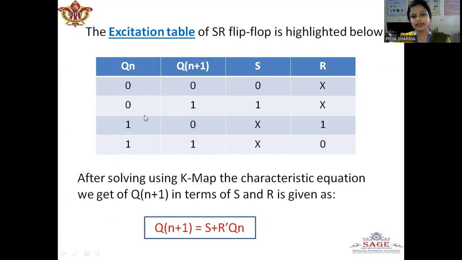This is the main table for each flip-flop. The excitation table of each and every flip-flop is very important. From there we derive the characteristic equation. So the characteristic equation of the SR flip-flop is given as Qn plus 1 equal to S plus R dash Qn.